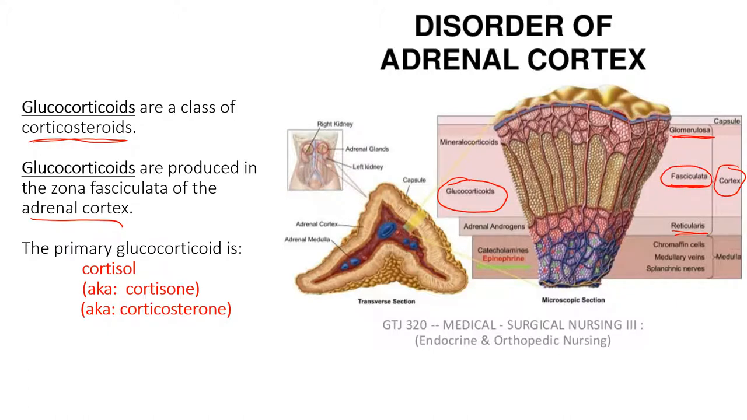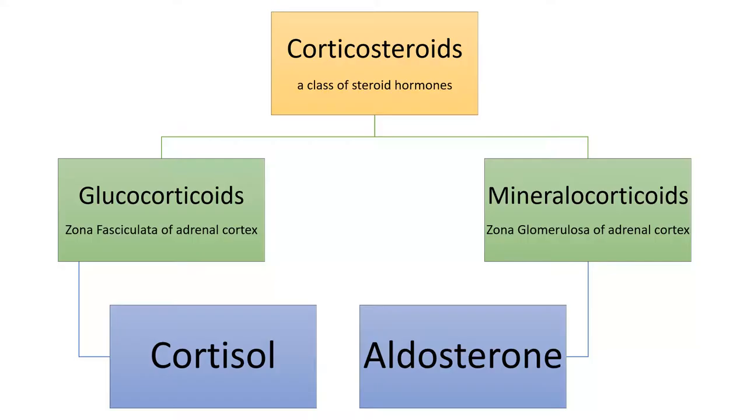The primary glucocorticoid that we're going to talk about is cortisol. This could also go by other names. You may have heard it as cortisone or corticosteroid. On your test, we're going to call it cortisol, though, okay, on your test. So again, like I said a second ago, corticosteroids is that umbrella term that encompasses several different things, such as glucocorticoids, which come from the zona fasciculata of the adrenal cortex, which will produce cortisol. Now, that's the path we're going to talk about today.